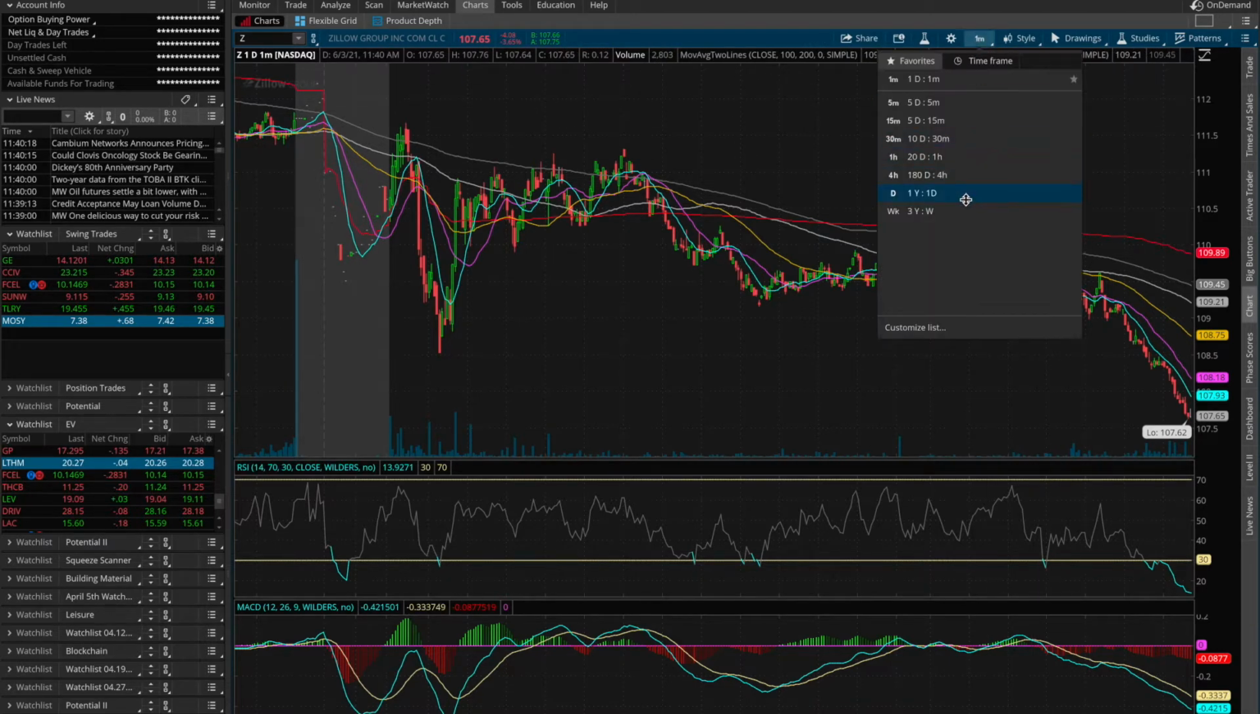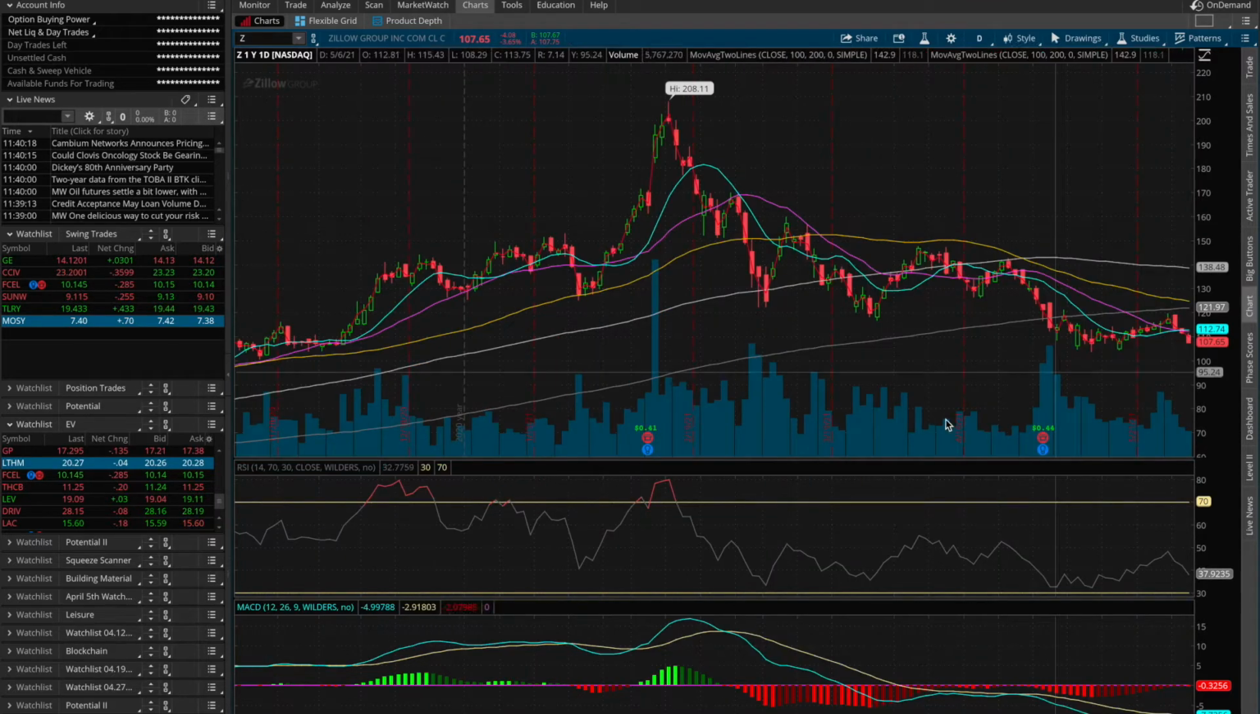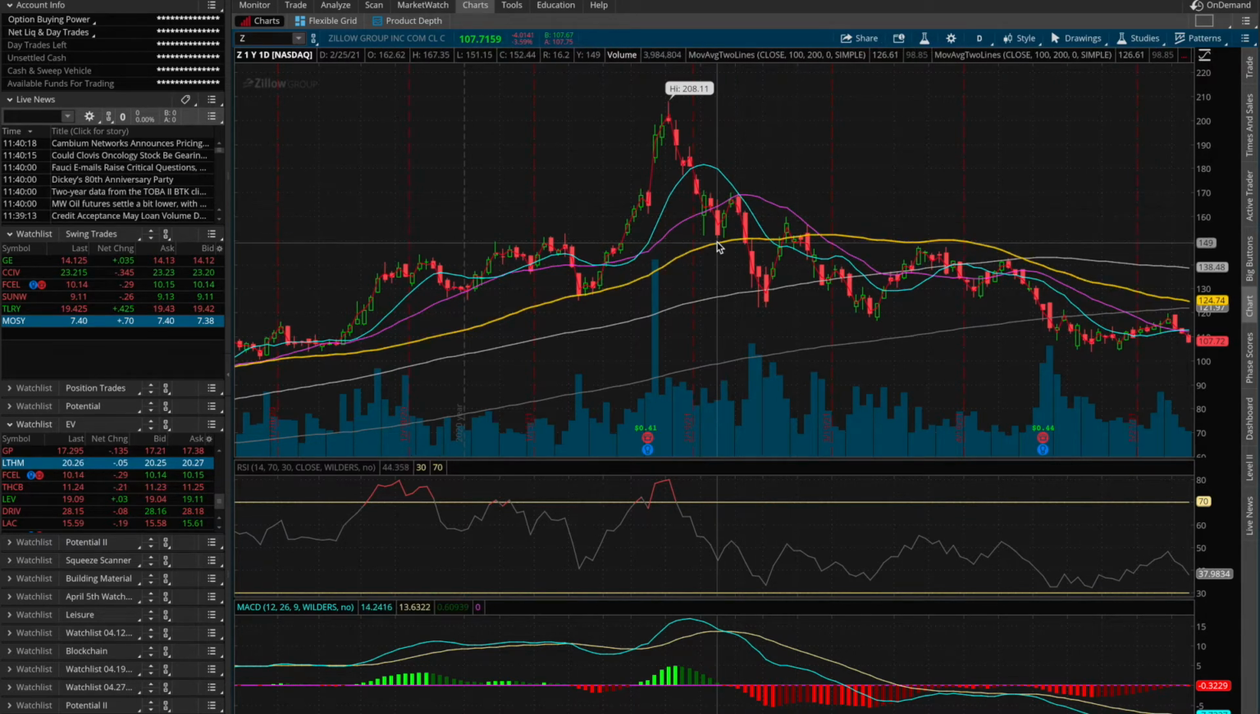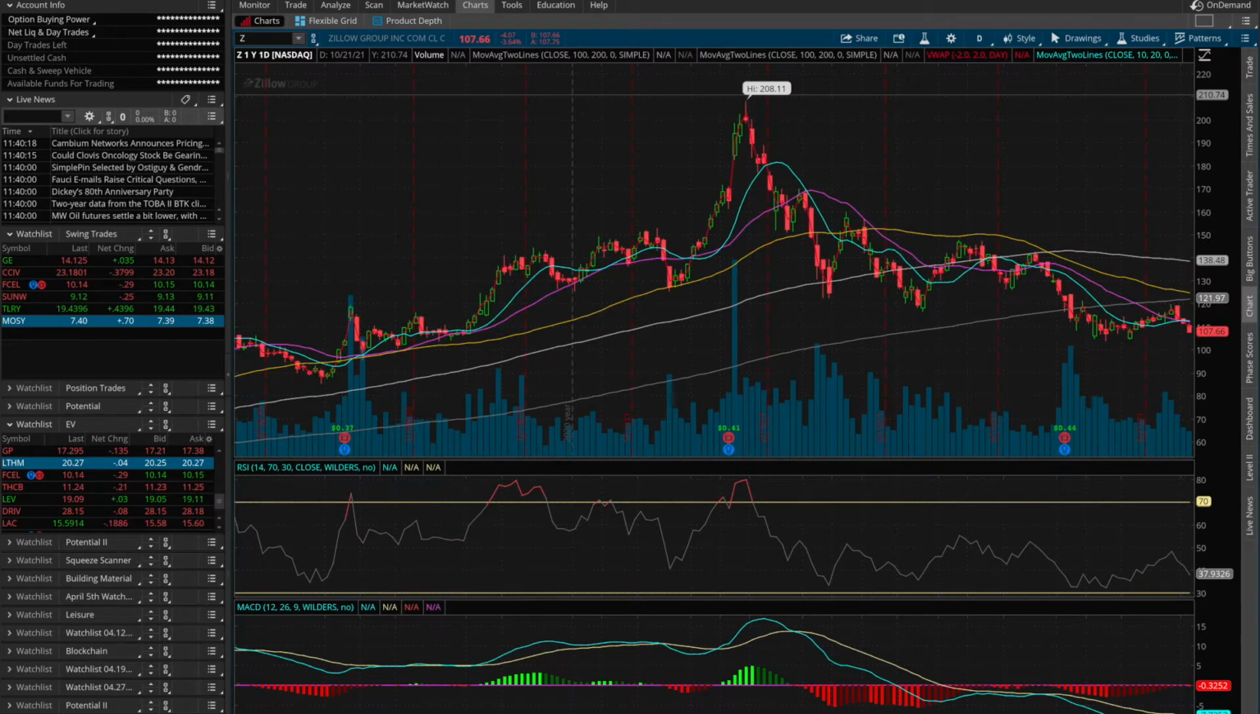Now, in terms of the moving averages that I do use, I always have these running. So I have the 10 and the 20-day moving averages. Those are the two pink and blue lines. I have the 50-day moving average, the 100-day moving average, and the 200-day moving average. So if you don't understand what moving averages are, first let's go ahead and break them down.